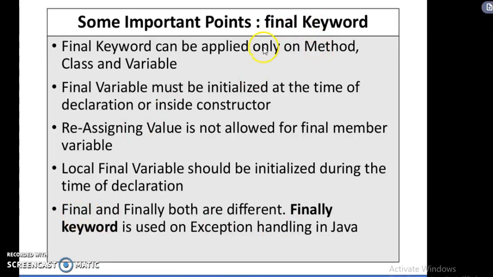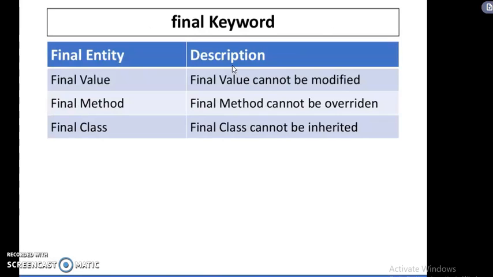So, some important points to remember about the final keyword. The final keyword can be applied only on a method, class and variable. Final variables must be initialized at the time of declaration or inside the constructor. Reassigning a value is not allowed for a final member variable. A local final variable should be initialized during the time of declaration. Final and finally are different. The finally keyword is used for exception handling in Java. We'll see it later in the exception handling topic.